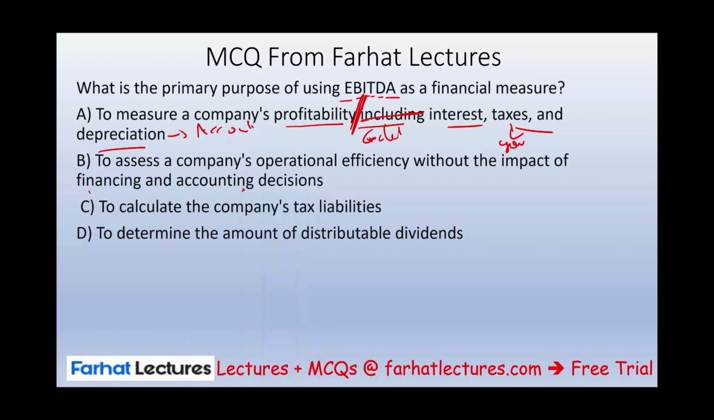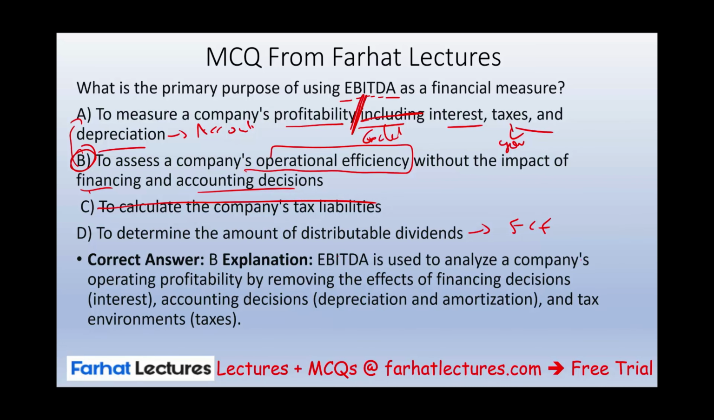To assess a company's operation efficiency without the impact of financing and accounting. I think this is basically what I was just saying in A. To assess how good we are without taking into account financing and accounting decision. This looks like a good answer. Let's hold on that. To calculate the company tax liability, absolutely not. You do this on your taxes. To determine the amount of distributable dividend, not at all. This is basically, you want to look at free cash flow here. So the answer is indeed B, the best answer. It's used to analyze the company's operation profitability by removing the effect of financing decision, which is interest, accounting decision, which is depreciation and amortization, and the tax environment, which is the government's decision.